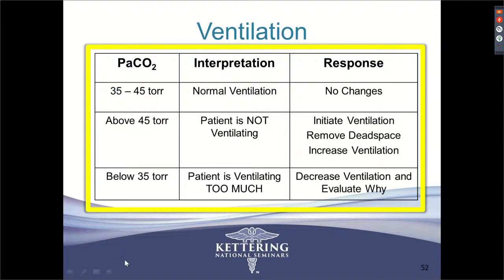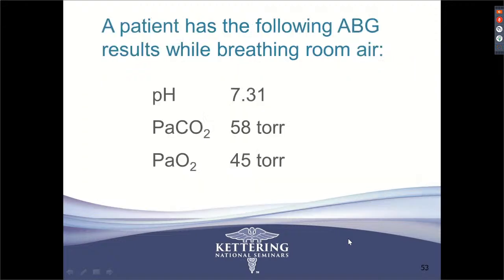All right. Now let's practice a blood gas here and see how we would do this. So here the patient has the following ABG while breathing room air. The first thing we look at is the CO2. We ask ourselves, are they ventilating? And the answer to that is no. So what will we need to do for this patient? We need to put them on a ventilator. Even if they don't give us anything else, they're not ventilating. They need assistance with ventilation.